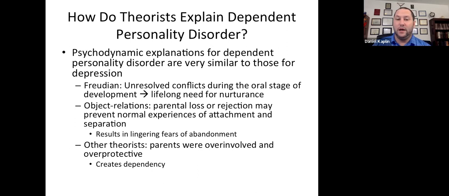Object relations is about how a parent and child link or relate to one another. There could be parental loss or rejection that could interfere with normal attachment and separation. So there are these lingering fears or concerns with abandonment. Other psychodynamic explanations suggest that the parents were either overly involved or overprotective, which creates a dependency on other people.